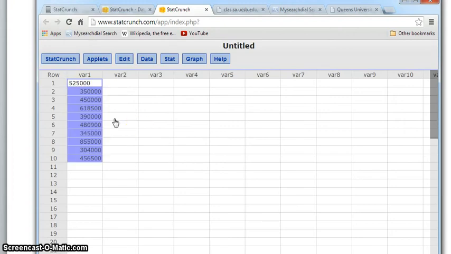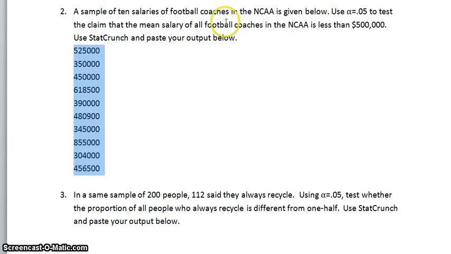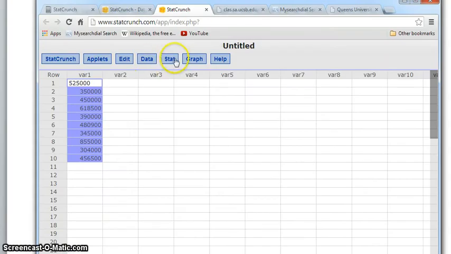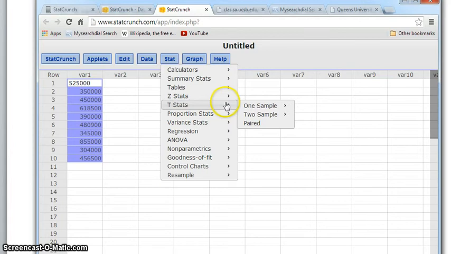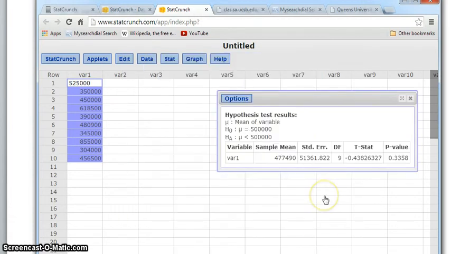So we pop the data into StatCrunch, and let's see, here we want to know whether the population mean is less than 500,000. So our alternative hypothesis needs to be mu less than 500,000. So we said it was a t, so we go to one sample. This one's with data. Hypothesis test, the value is 500,000, and this is less than. Okay, so I did get enough zeros in there. And compute.